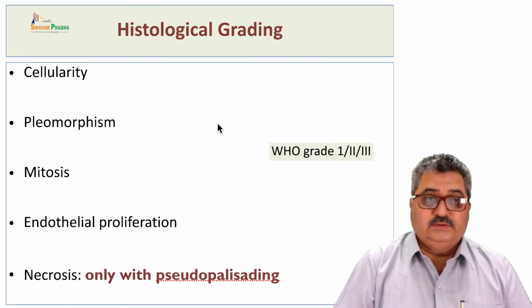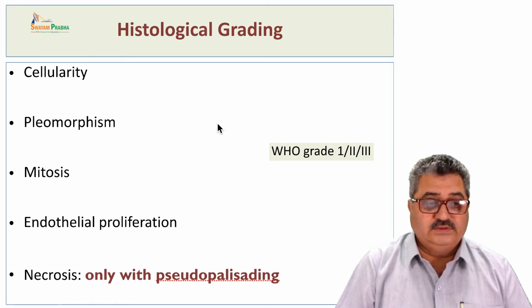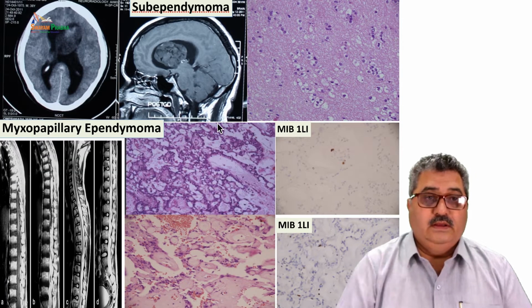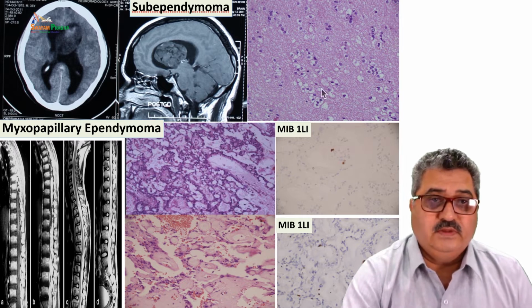WHO proposed the grading of ependymoma based on cellularity, pleomorphism, mitosis, and endothelial proliferation. Necrosis is taken into account only when it is pseudopalisading. Otherwise, even a low-grade ependymoma can show necrosis. These are some examples of ependymoma.